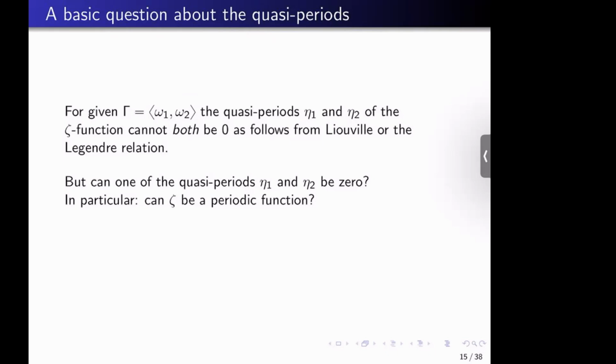Yeah. My first reaction to this question would be no, it cannot. The quasi-periods should both be different from zero, right? Because it would be weird that for some lattices you actually get a periodic zeta function. But the surprising answer to this question is actually yes, right? So it can actually happen that one of the quasi-periods, not both of them, but one of the quasi-periods actually vanishes, right? And this is somehow the main point of my talk. So I want to explain to you how this can actually happen and how we can even address such a question, right? How do you study such a thing?